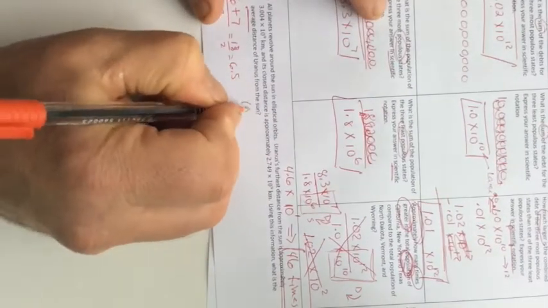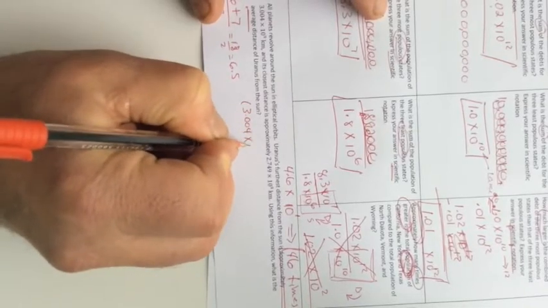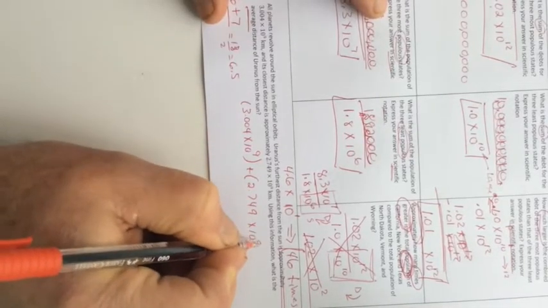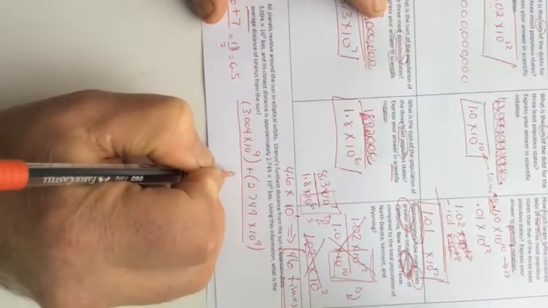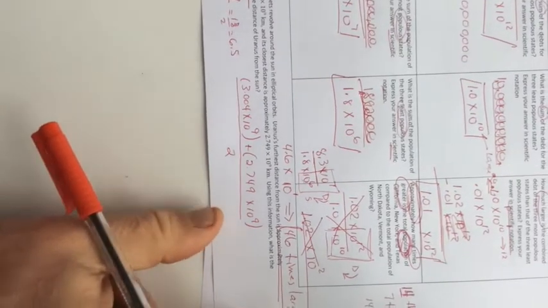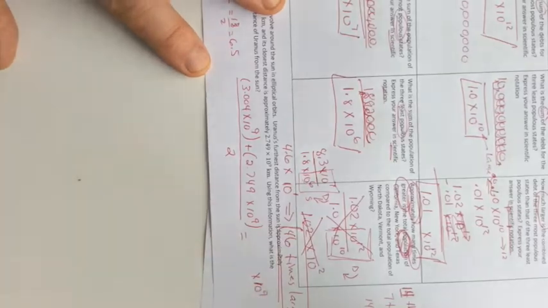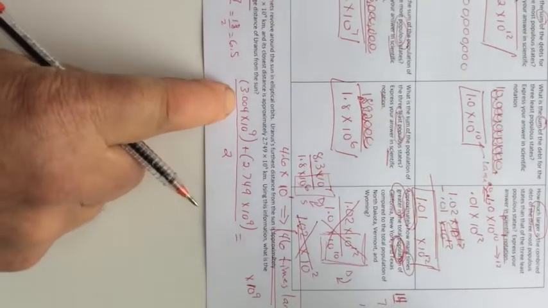So here we need to take the 3.004 times 10 to the 9 and add that with 2.749 times 10 to the 9, and then we'll divide that by 2. Okay, so let's do the addition, and then we'll divide the whole thing by 2. Well, nicely we have the same power, so we're not going to have to do anything with that. So we're going to have something times 10 to the 9. Okay, so we just need to add 3.004 and 2.749.